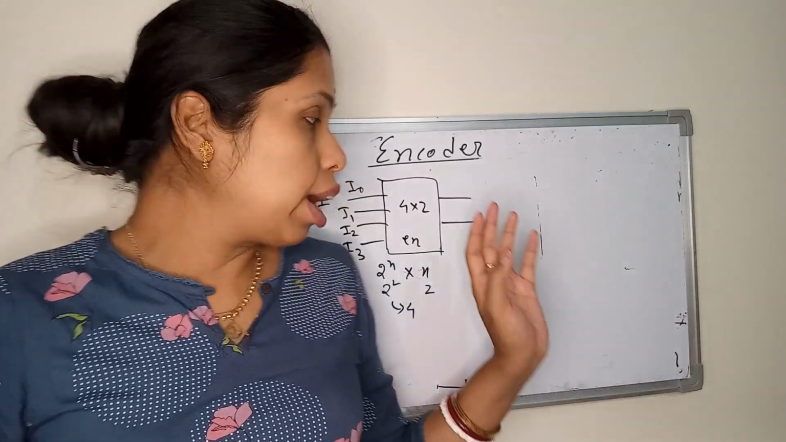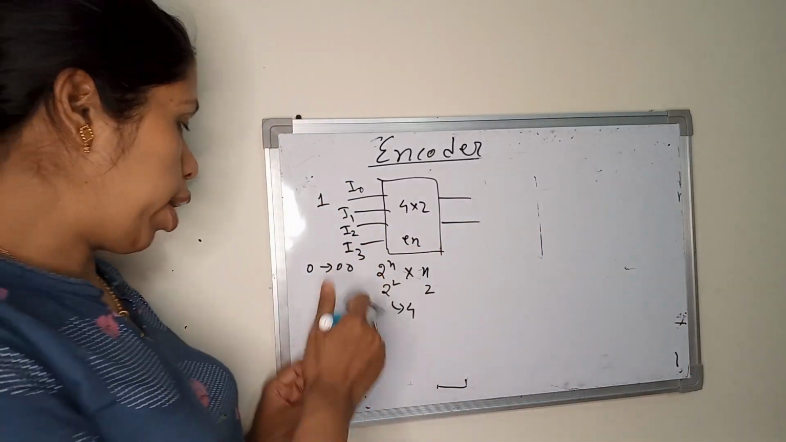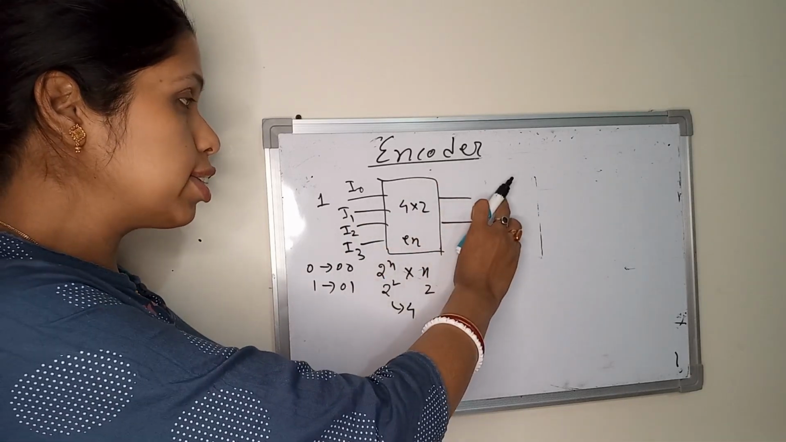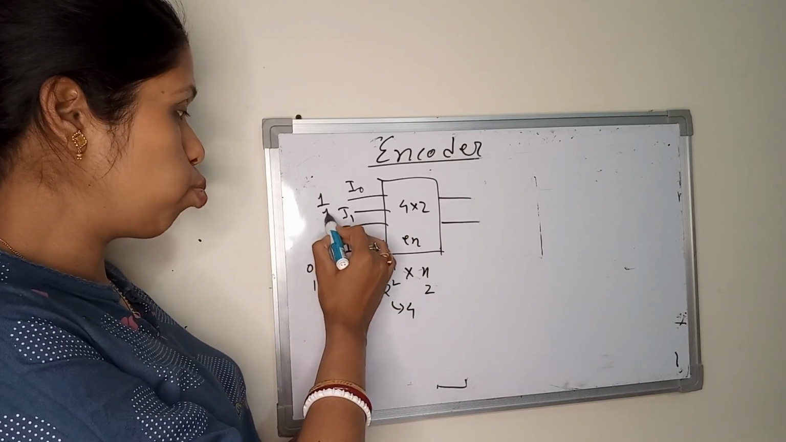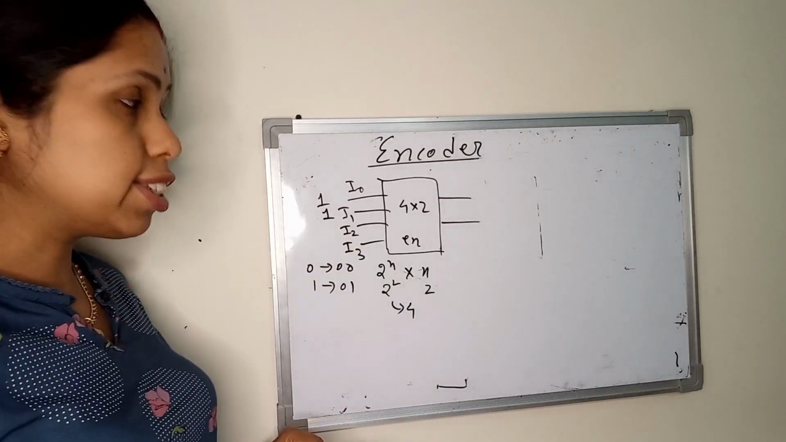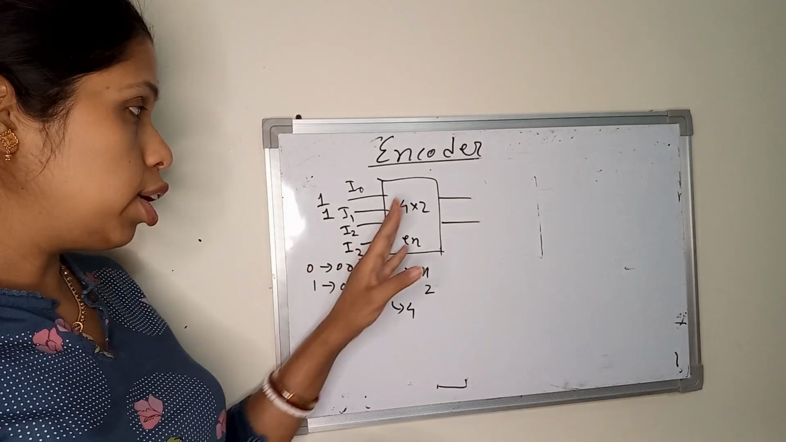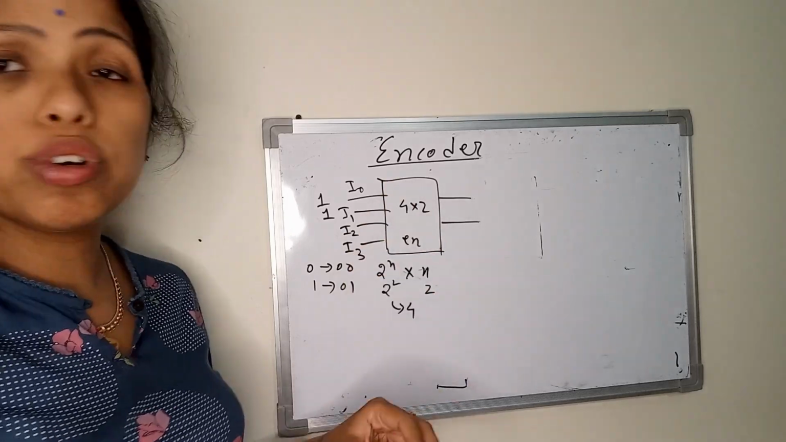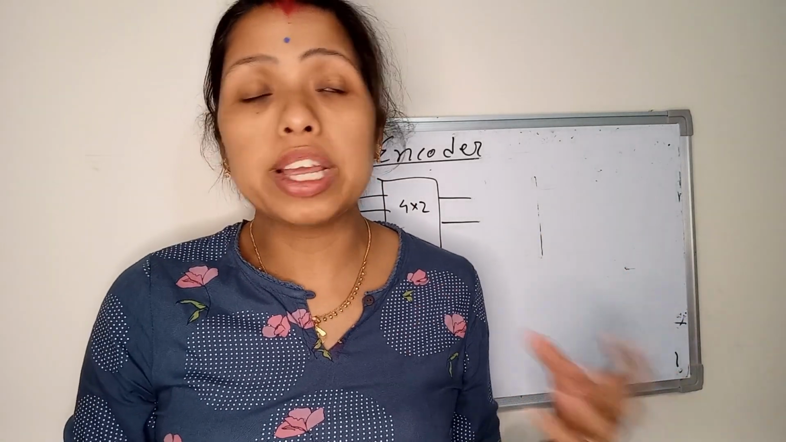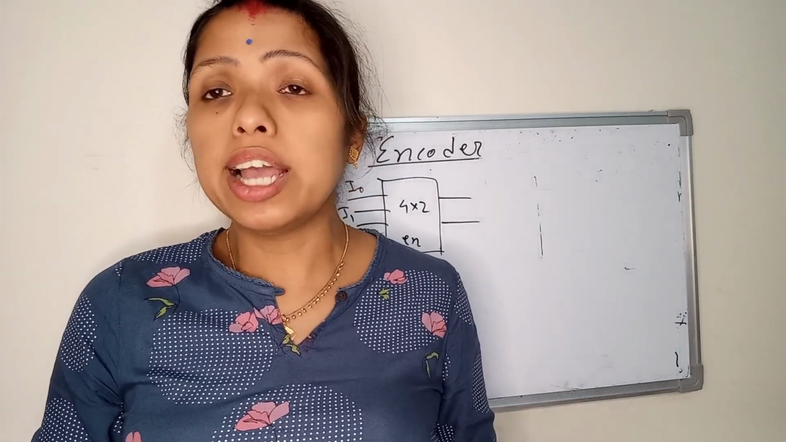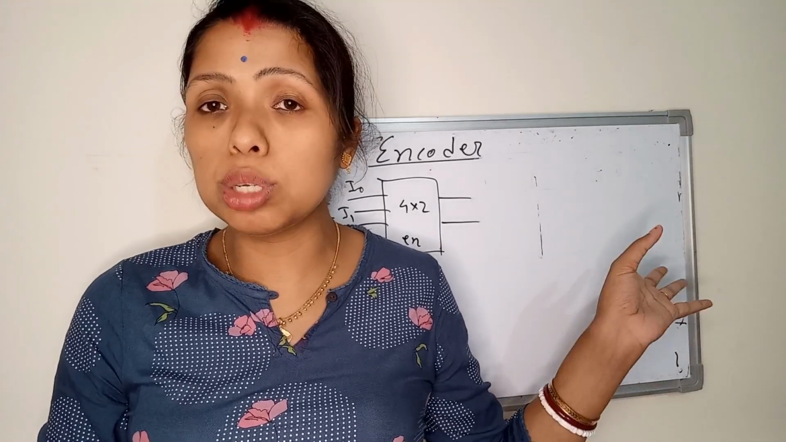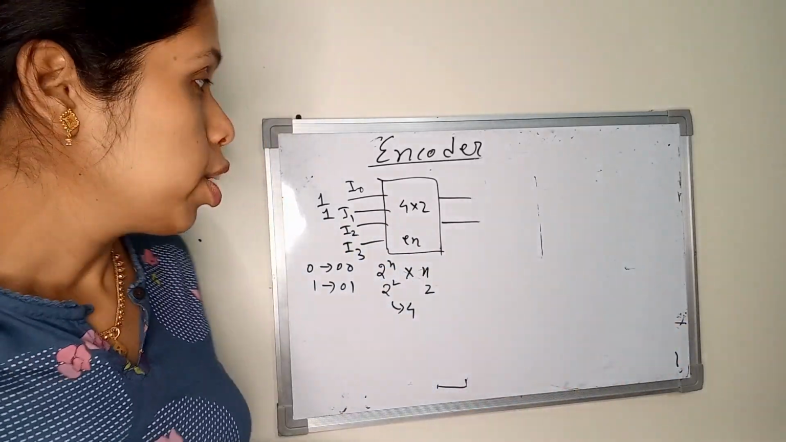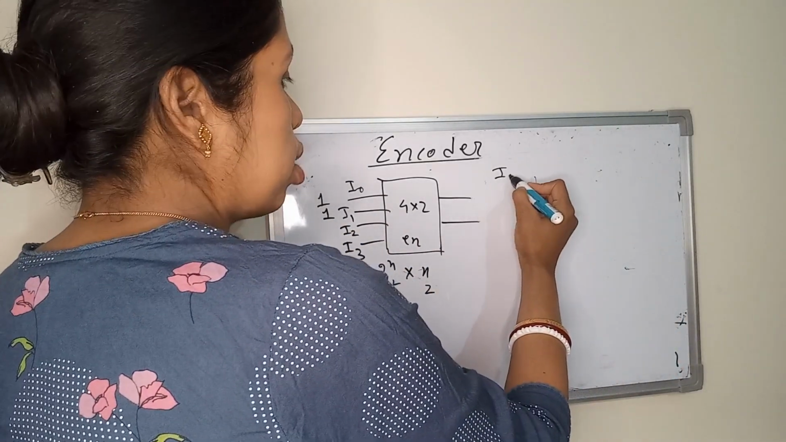Now if I want to send 1, and for 1 I should get 01 at the output, then I have to send logic 1 through the I1 channel, the second channel. So how does the logic work? Inside the encoder you have AND gates and OR gates that we can design if we know the truth table, and we can easily understand how many components are there inside the encoder.